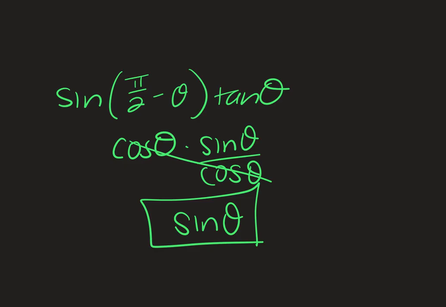The other way around, if it's the other way around, it's going to be your sum and difference. Or if it was plus, sum and difference. Or if it's pi instead of pi over 2, sum and difference. The only time you use the cofunction is if it's pi over 2 minus an angle.